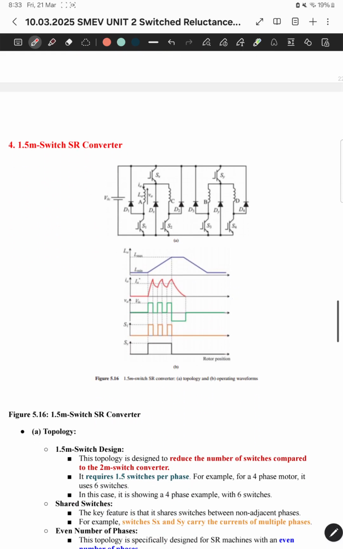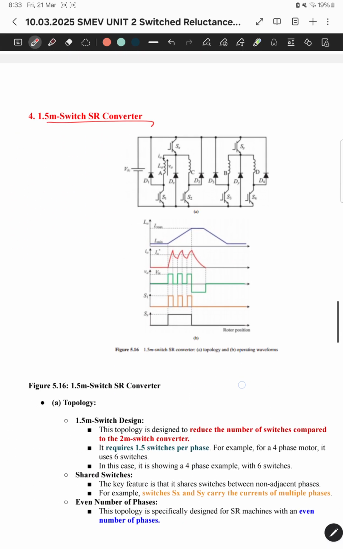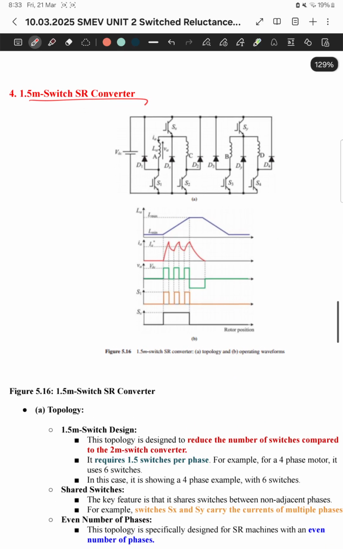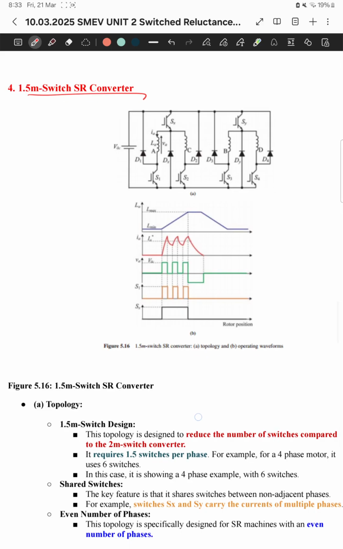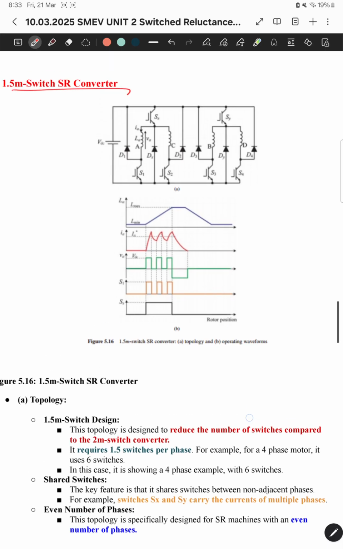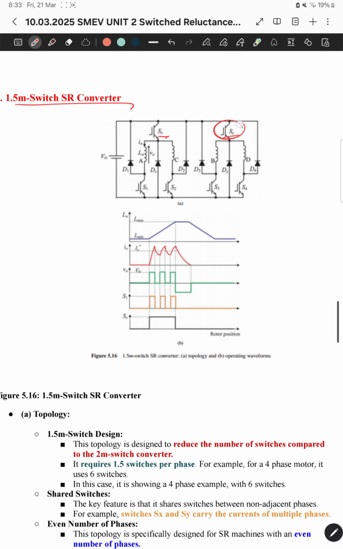Let's proceed with the last one, the 1.5 M switch converter. What is this 1.5 switch converter? This converter is used for an even number of phases only. It is comparatively better than the 2M switch converter. Here we have the SX switch and the SY switch, which are common switches for two phases.